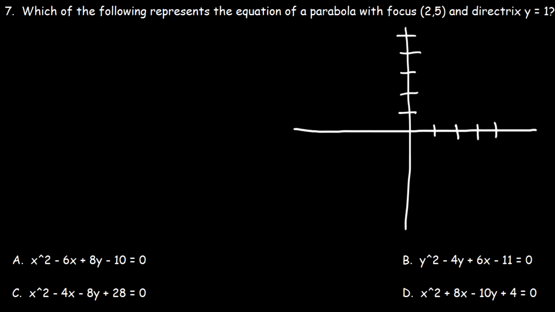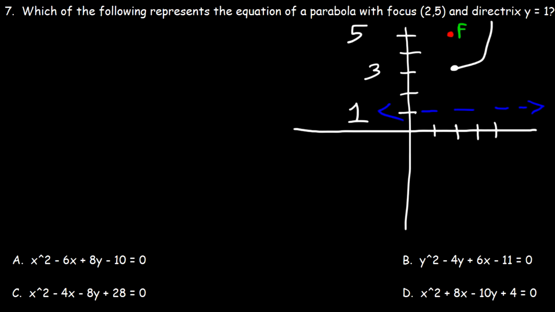So the focus is at (2, 5). And here it is. The equation of the directrix is y equals 1. So it's this line right here. If this is the focus, then the vertex is somewhere in between the focus and the directrix. It's right in the middle. Now, if this is at a y value of 1 and the focus is at a y value of 5, then the midpoint between 1 and 5 is the y value of the vertex. If we average 1 and 5, 1 plus 5 is 6, divided by 2 is 3.